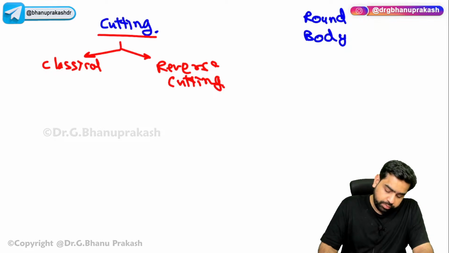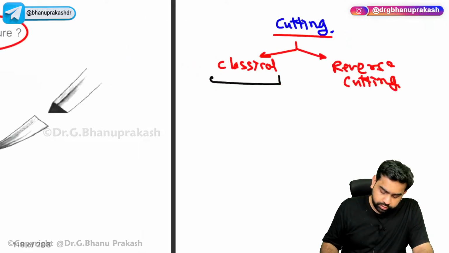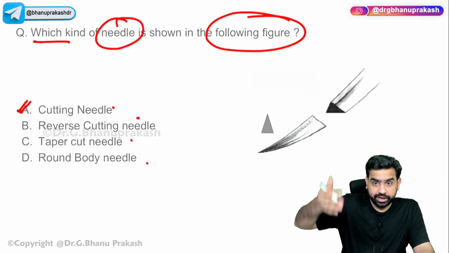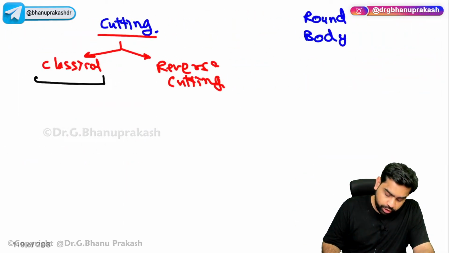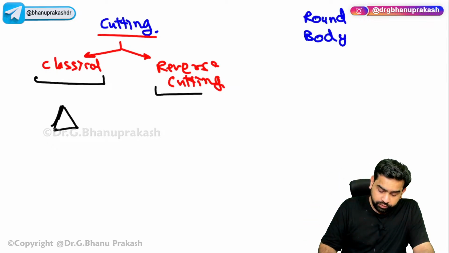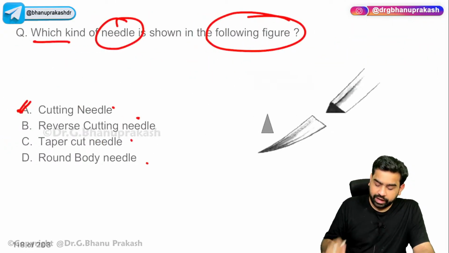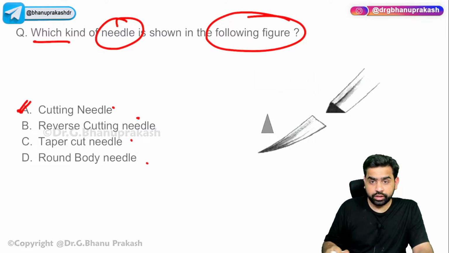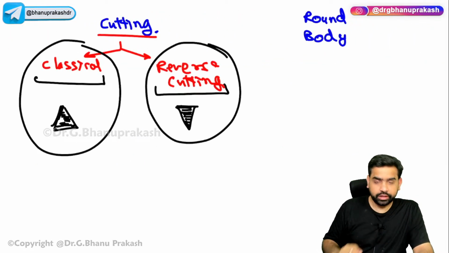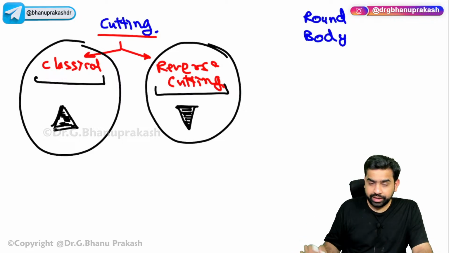Let's focus on these images now. If on the cross section they show you a vertical or erect triangle, that is a classical cutting needle. What about the reverse cutting needle? Over here you get an inverted triangle. So reverse cutting is an inverted triangle and classical cutting is an erect triangle. I hope you have understood this point.